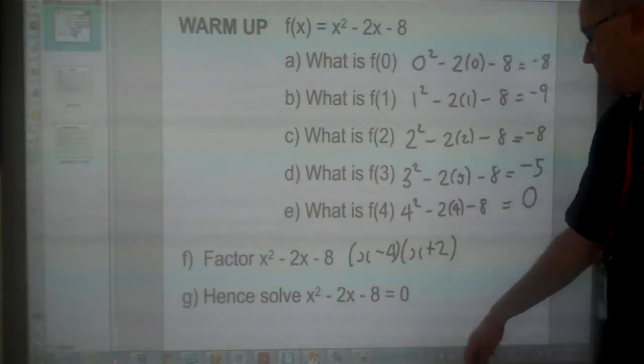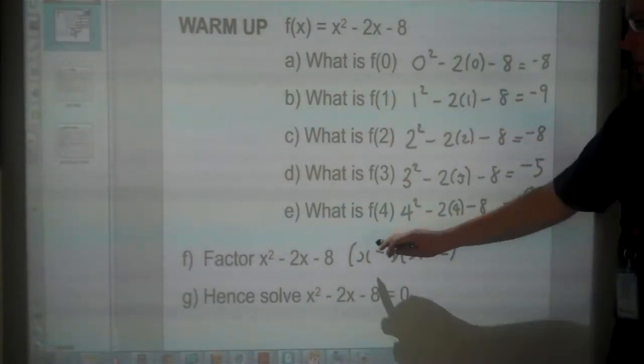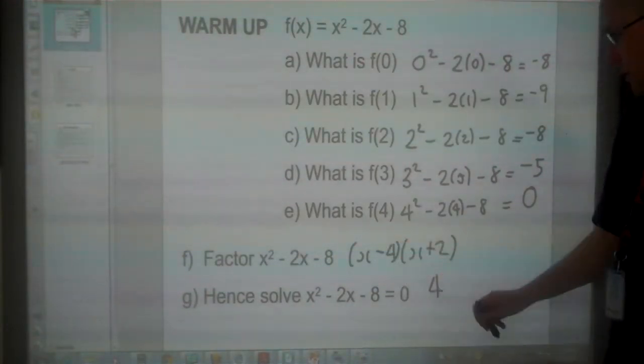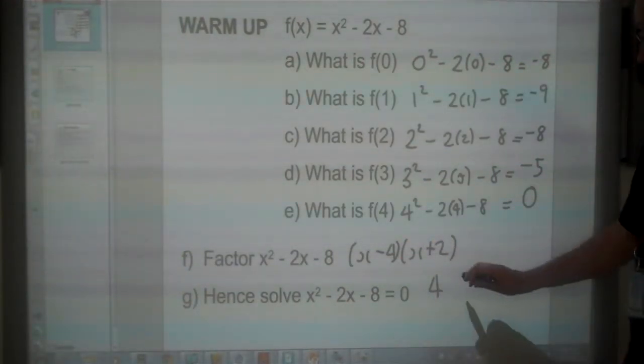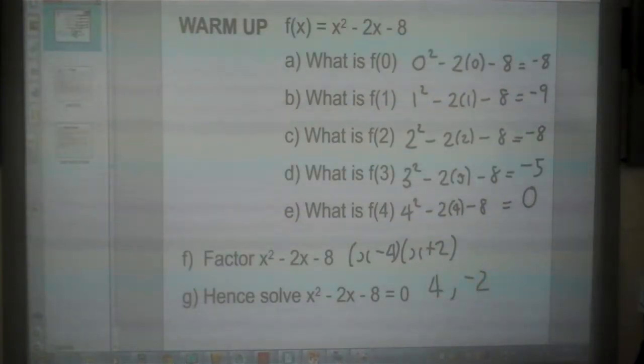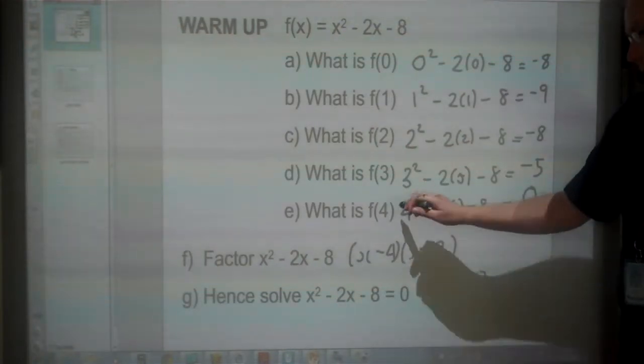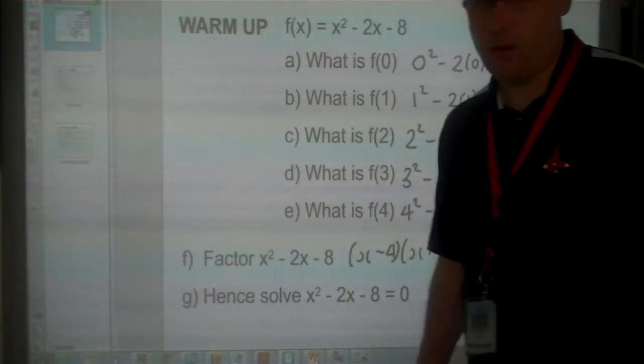So to solve this equal to 0, what we're going to do is factor, and then we say either x minus 4 is 0, which means x equals 4, just doing the opposite, or x plus 2 equals 0, which means x equals negative 2. Notice this answer 4, we did find that it was equal to 0 when we plugged 4 into this equation.